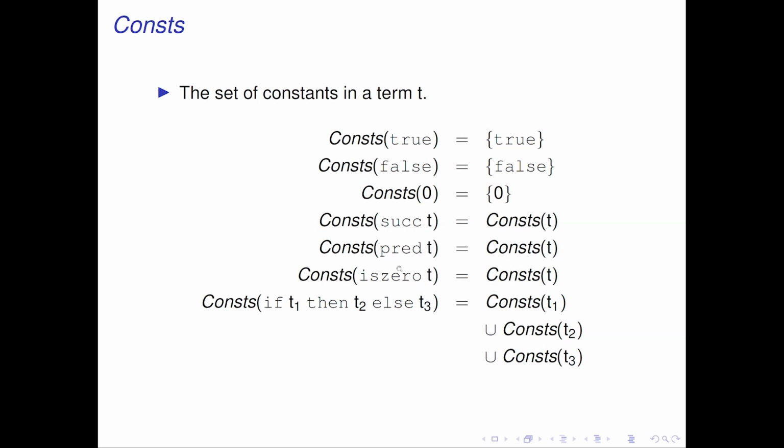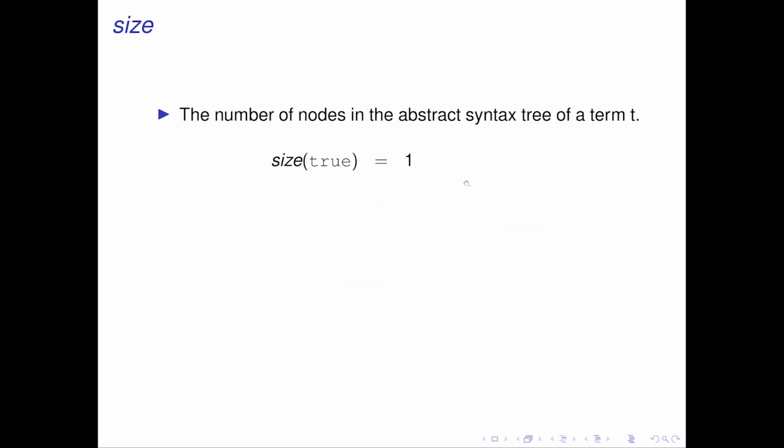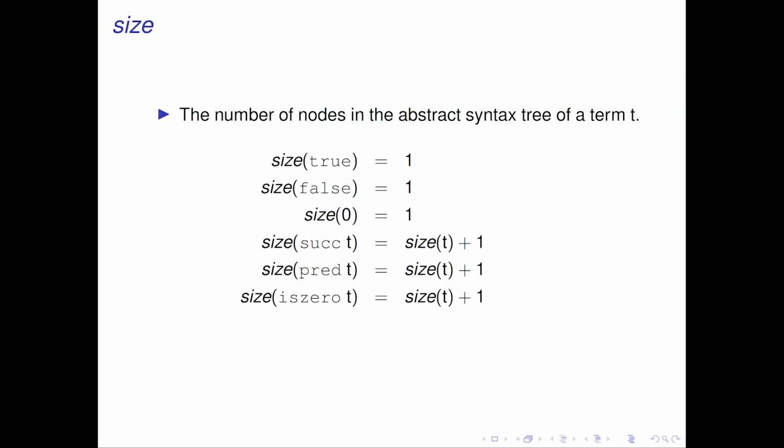So this is just the definition right now. Similarly, we have a definition for size. So size of true is 1, false is 1, 0 is 1. What about size of successor t? In a way it is the number of terms present, I should not call it terms, the number of constructs present. So size of successor of t will be 1 plus size of t, because now we have added one more construct. Similarly for predecessor. What about if then else?